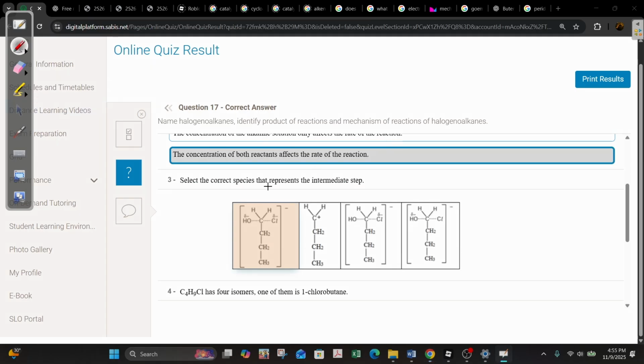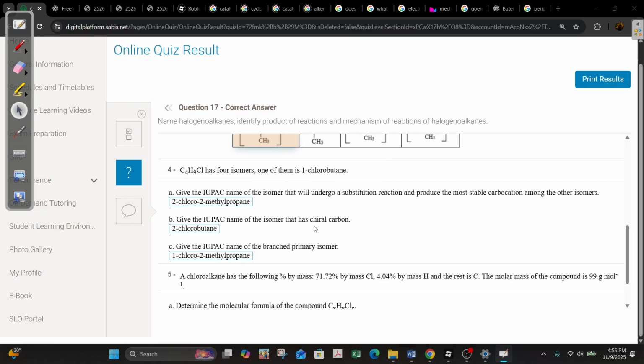And this is the intermediate step. Yeah, so the OH will just bind to that, and this is going to get out. So this is coming in, this is getting out. This is for SN2 only. Okay. Next.